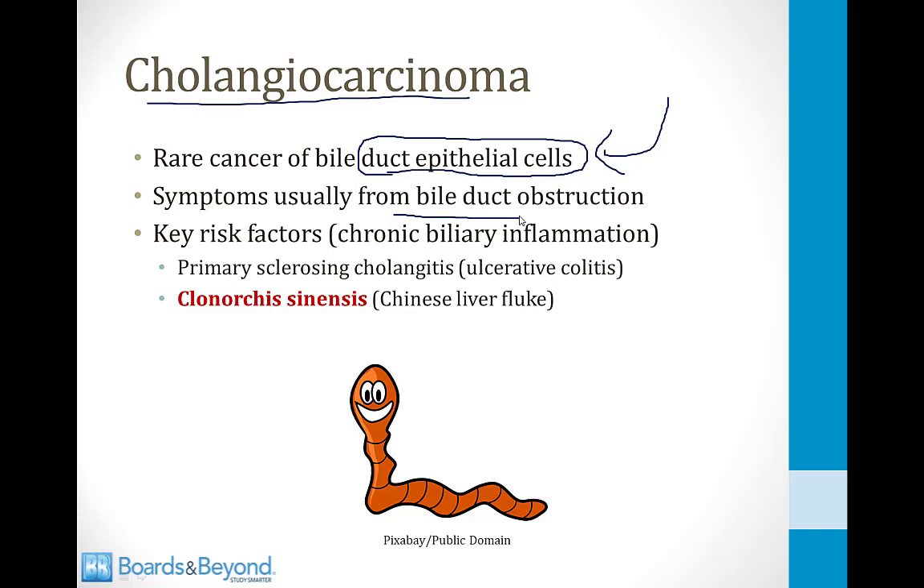And the key risk factors are anything that causes chronic biliary inflammation, and there are two conditions you should know about for step 1 of your boards. The first one is primary sclerosing cholangitis, which we've been talking about in this module. It's strongly associated with ulcerative colitis, and it's a major risk factor for cholangiocarcinoma. The second risk factor is very rare. It is a helminth infection called Clonorchis sinensis. It's the Chinese liver fluke.